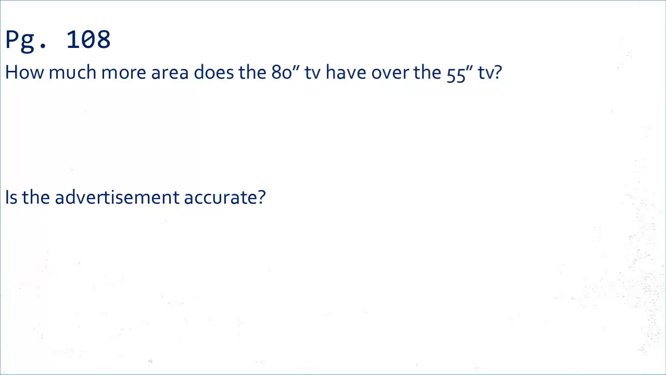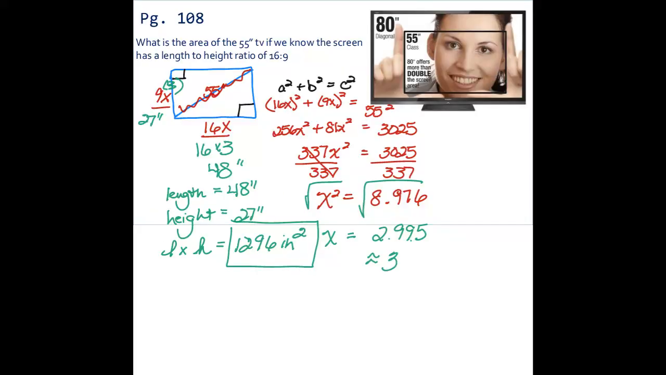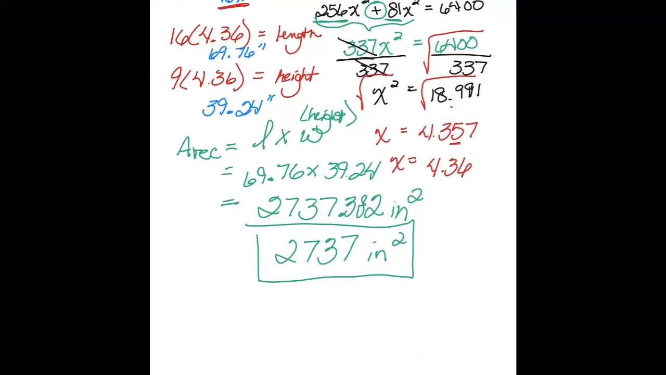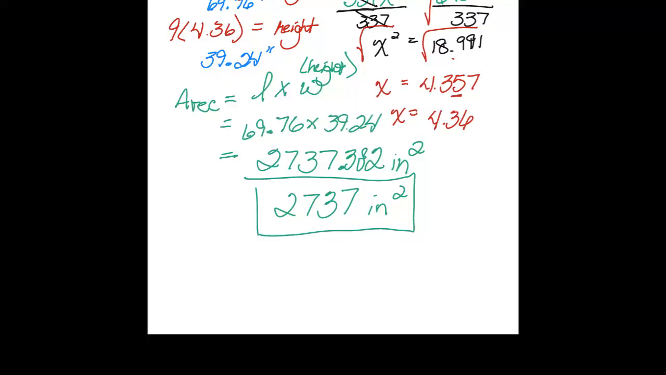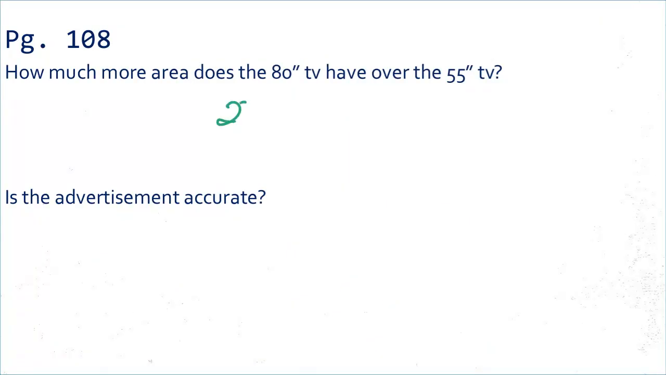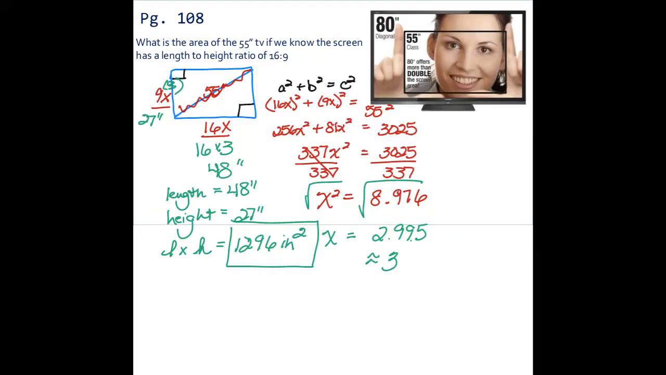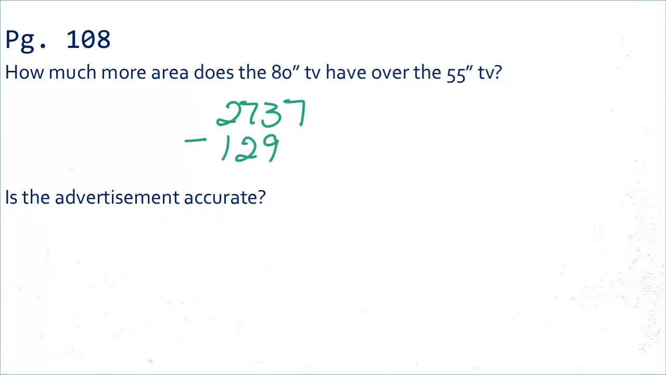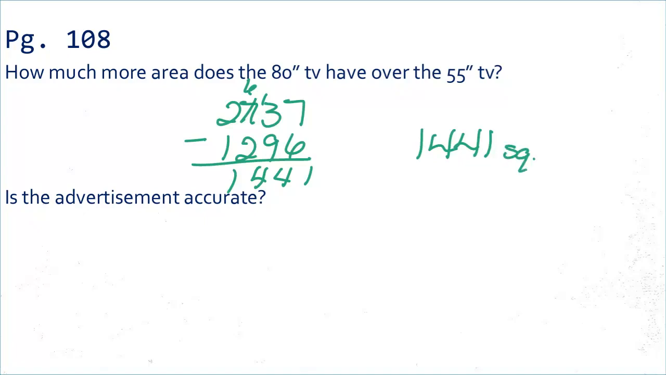What would we need to do? How much more? How do we find how much more? Subtract. So 2737 minus 1296 gives 1,441 square inches.